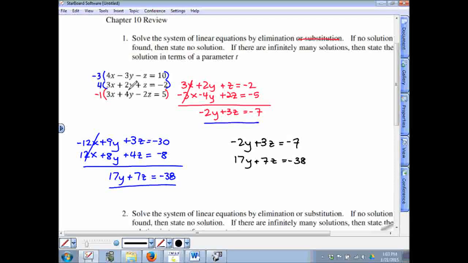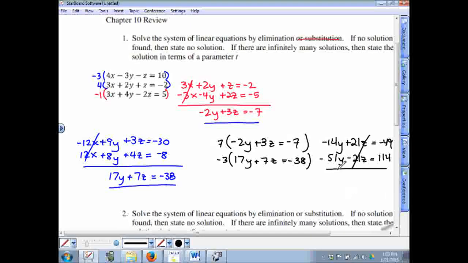So I'm going to try to eliminate z here. You can eliminate z as a second step, but not just in the original problems here. So between 7 and 3, the least common multiple is 21. So I'm going to multiply the top equation by 7, the bottom equation by -3. So the top equation becomes -14y plus 21z equals -49. The bottom equation here becomes -51y minus 21z equals +114. If you add those, z's are gone. -65y equals 65, so y equals -1.